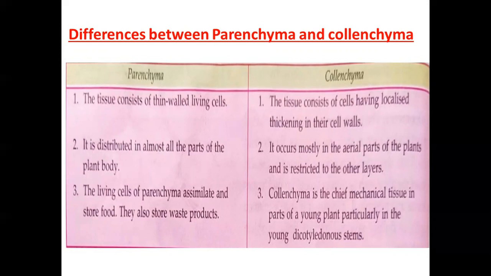Parenchyma, the living cells of parenchyma assimilate and store food. They also store waste product. But collenchyma is the chief mechanical tissue in parts of a young plant, particularly in the young dicotyledons, that is stem. Clear? So today we have covered parenchyma and collenchyma.